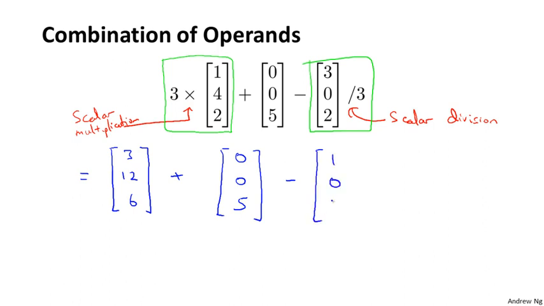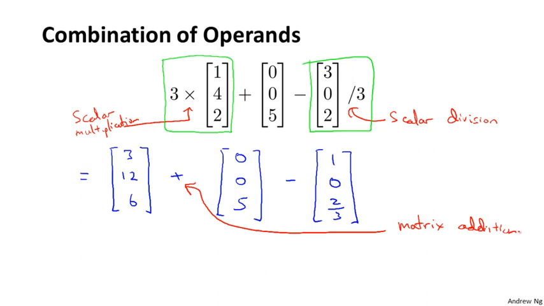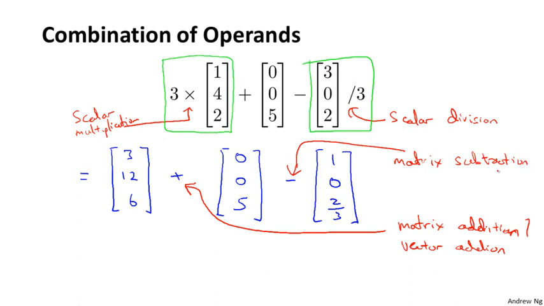And again, just to make sure we understand what's going on here, this plus symbol is matrix addition. Or really, since these are vectors, and remember vectors are special cases of matrices, we can also call this vector addition. And this minus sign here is again matrix subtraction. But because this is an n by 1, really a 3 by 1 matrix, this is actually a vector, so we can also call this vector subtraction.